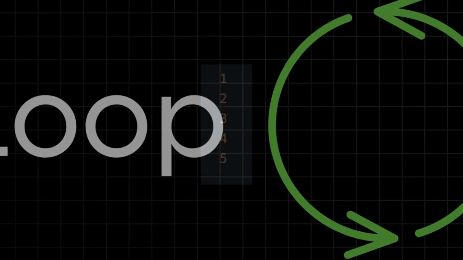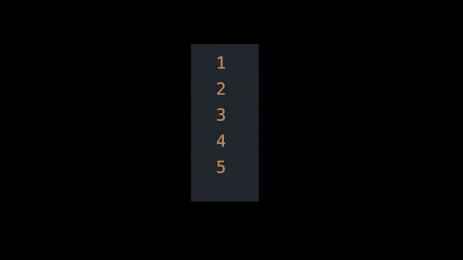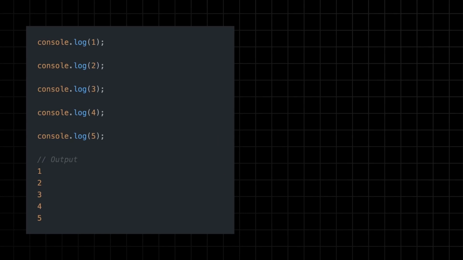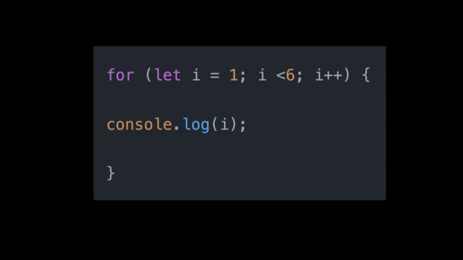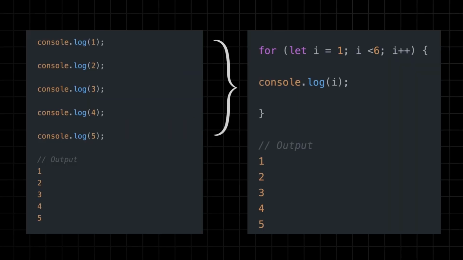So if I want to print a number 5 times in JavaScript, I would type in console.log 1, console.log 2, 3, 4, 5. I have to repeat the same statement 5 times. Now, if I want to make the code dynamic, I can rewrite in just 3 statements. That's where for loop comes in.